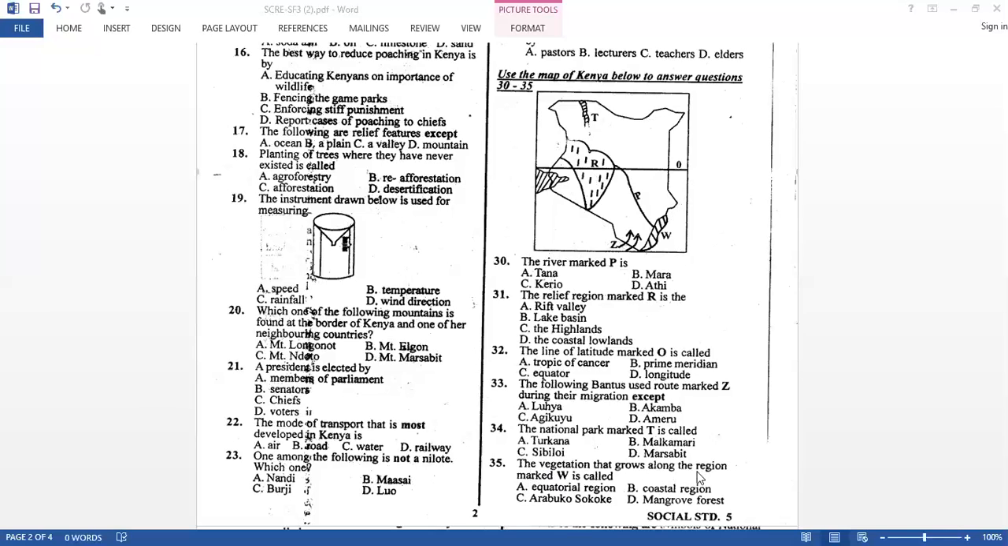The vegetation that grows along the coastal part of Kenya, remember, this one represents the coastal part of Kenya, the vegetation that normally grows along the coast is what we call the mangrove forest. So that question was very easy.